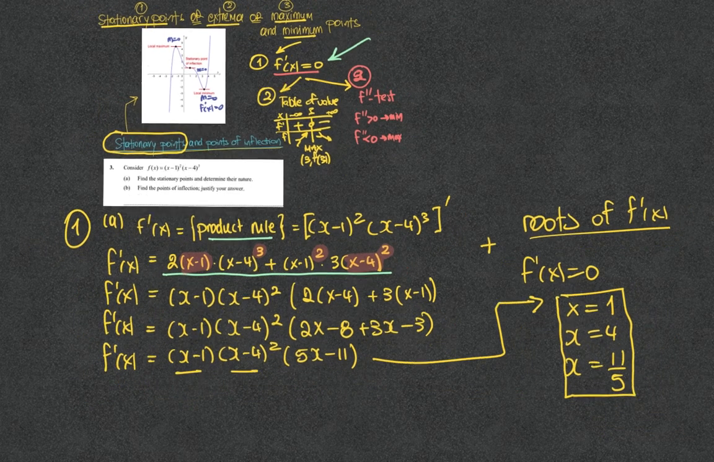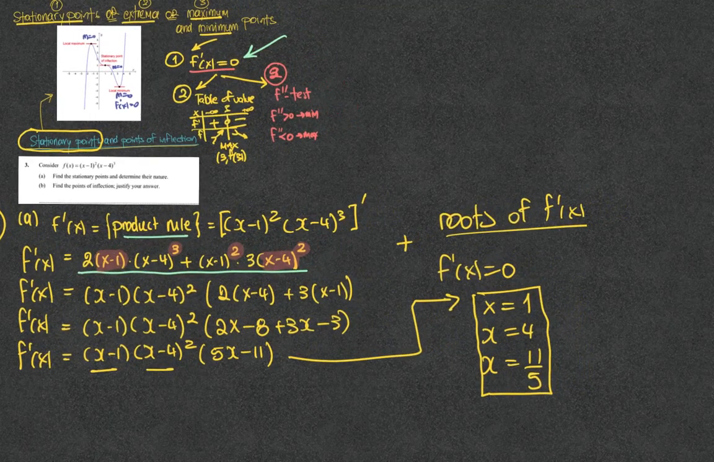Please, please, please be aware, we had this conversation before, that root here has a multiplicity of 2, which is even. Therefore, there will be no change of sign on either side of that root for the first derivative. So we're not going to have either a minimum or a maximum, or otherwise it will bounce at x is equal to 4.